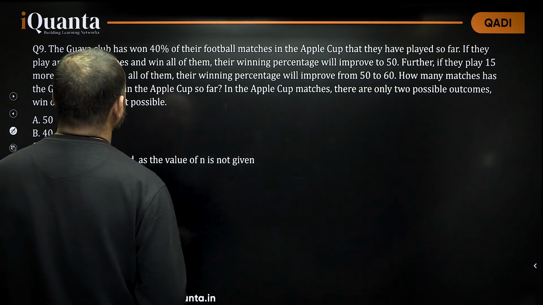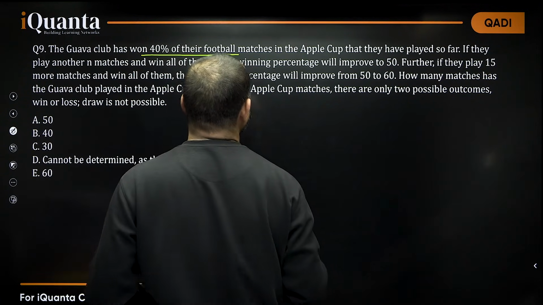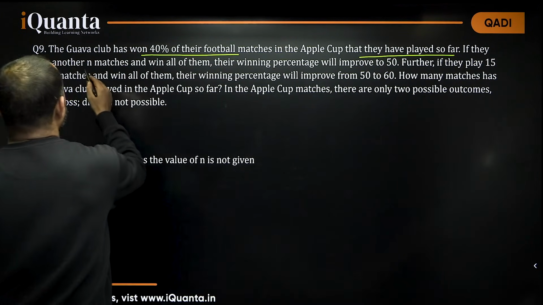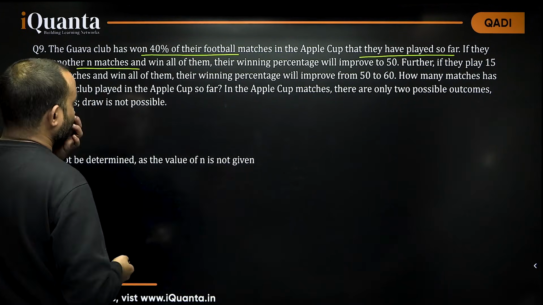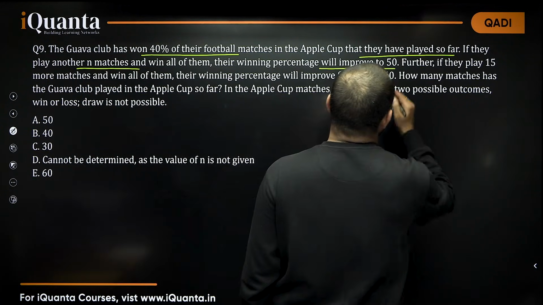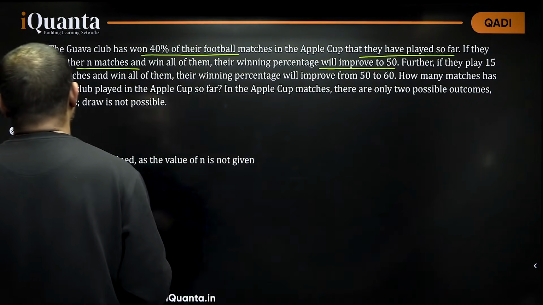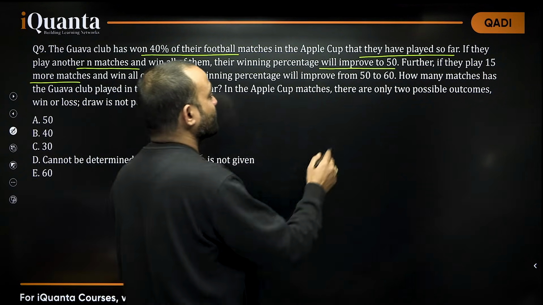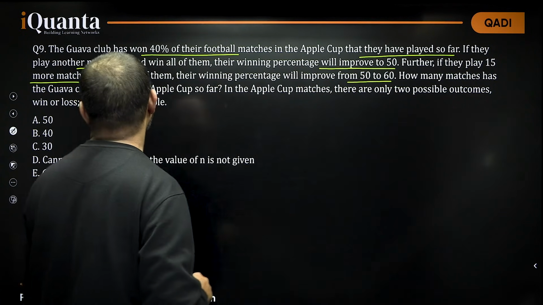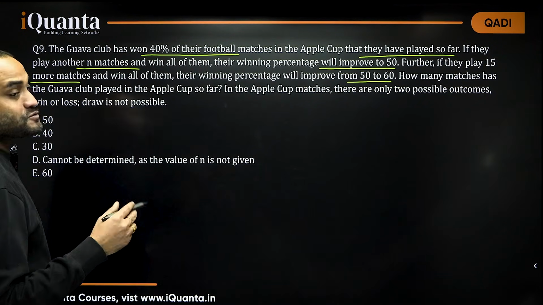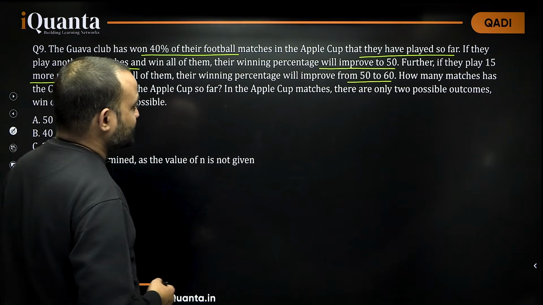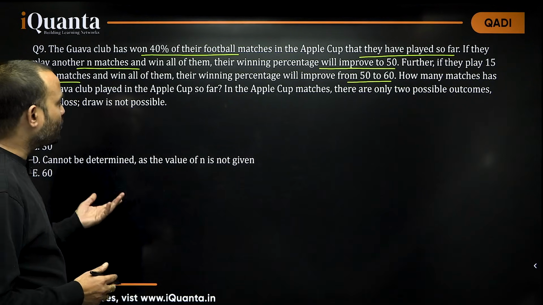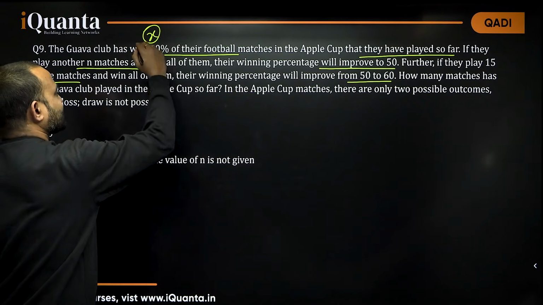The Guava Club has won 40% of their football matches in the Apple Cup that they have played so far. If they play another N matches and win all of them, their winning percentage will improve to 50. Further, if they play 15 more matches and win all of them, their winning percentage will improve from 50 to 60. How many matches has the Guava Club played in the Apple Cup so far? In the Apple Cup matches, there are only 2 possible outcomes, win or loss. Draw is not possible. Okay, so let's say initially they had played X matches, right?